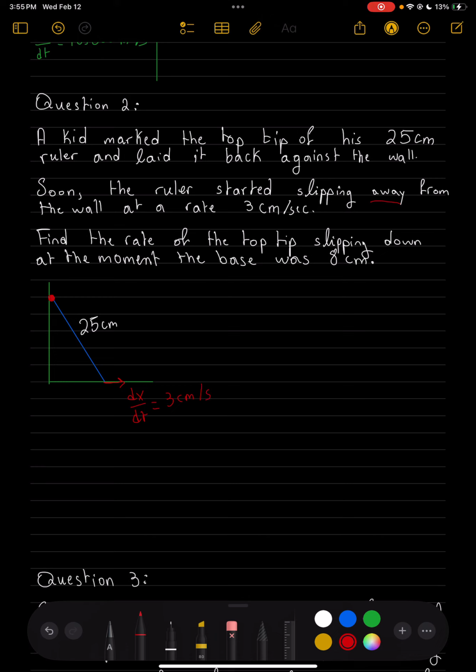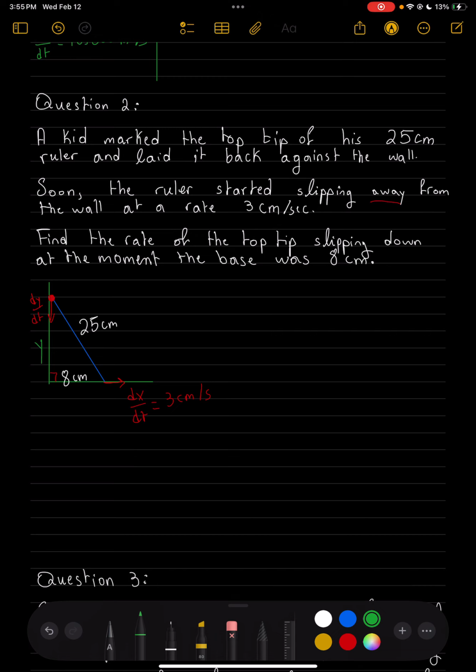The question is, find the rate of the top tip slipping down at the moment the base was 8 centimeter. So basically over here, the base is 8 centimeter. Okay, and they want me to find the rate that it's falling down. So I'm gonna find dy over dt over here. Now this is a right triangle. So using Pythagoras theorem, first of all, let's find y, at the moment the base was 8 centimeter.